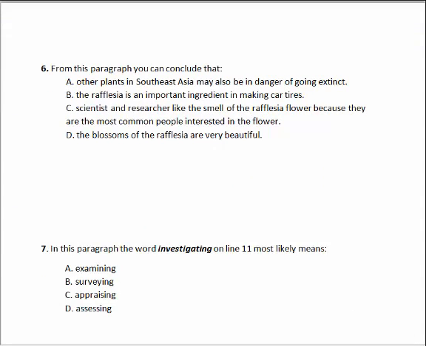So let's go ahead and take a look at the answers. A, other plants in Southeast Asia may be in danger of going extinct. Well, if that one flower is in danger of going extinct because of deforestation, maybe there's other flowers right next to it that are in the same predicament. Let's put a dot by that.